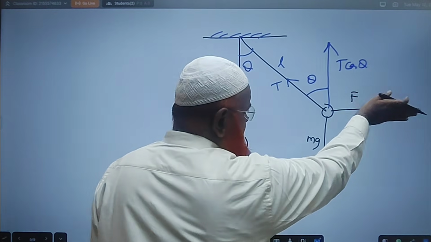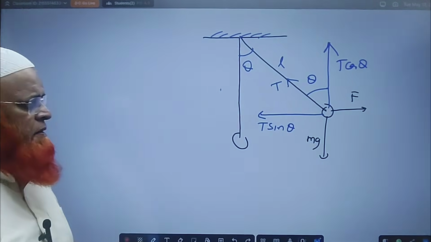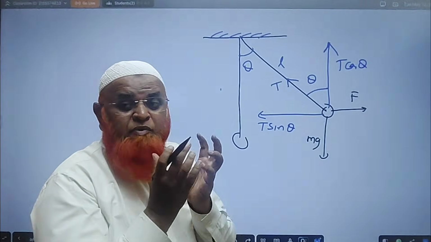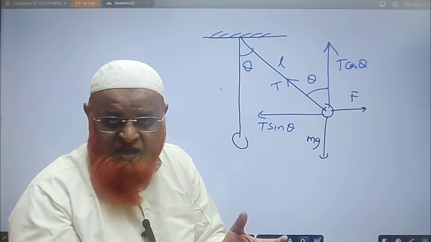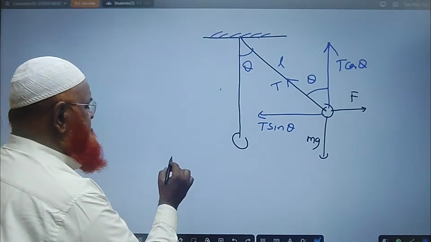Okay, and this is the horizontal force. In this direction, it is going to be T sin theta. Now what are you going to understand from this? As the pendulum is in equilibrium condition, meaning balanced condition, all the forces are going to be balanced here.